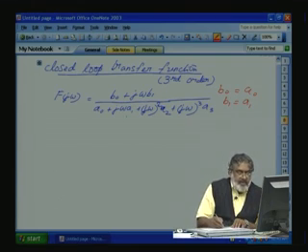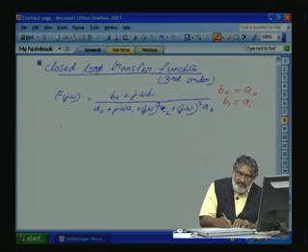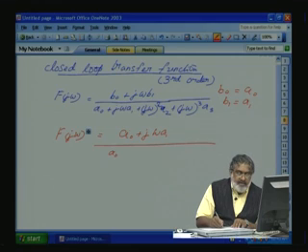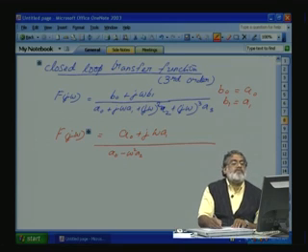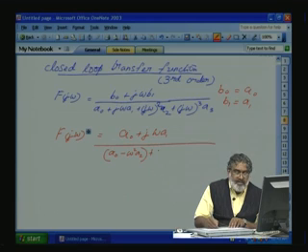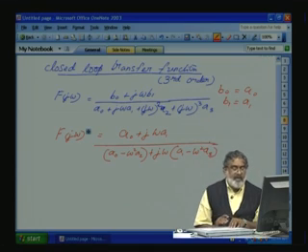Now let us rearrange this one. F(j omega) is equal to, substituting this A0, (A0 plus j omega A1) divided by (A0 minus omega square A2, because the minus comes from this j square, plus j omega into (A1 minus omega square A2)). Okay.